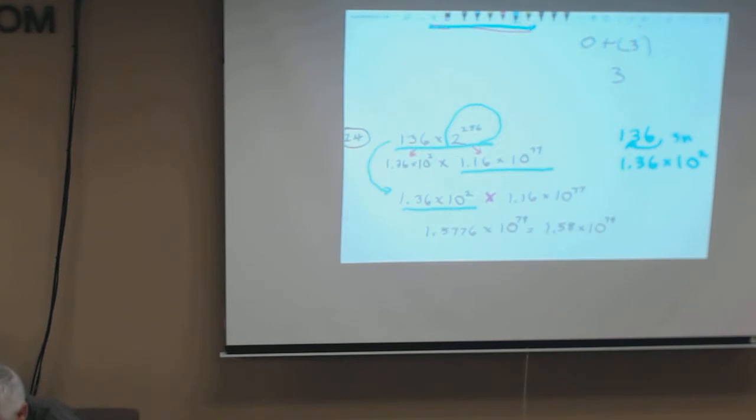So now I have 1.36 times 10 to the second times 1.16 times 10 to the 77th. What's the answer? Well, I get my calculator out and I go 1.36 times 1.16 equals 1.5776. And then 10 to the second times 10 to the 77th would be 10 to the 79th.